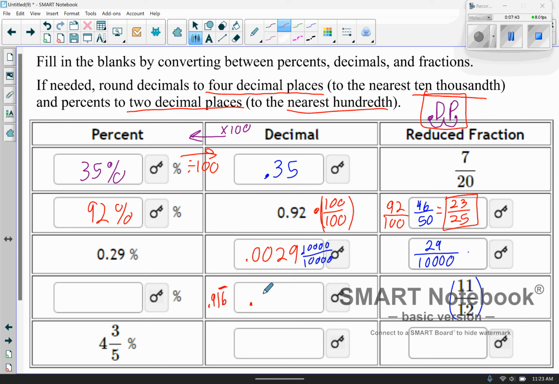So it's going to be 0.916, and then instead of writing 6 again, actually I need to write a 7 because I'm rounding, because that 6 would just be repeating. And so if I'm rounding up to the 4th decimal place, that 6 has to round up to a 7 right there. And then as a percent, this would be 91.67% right there.